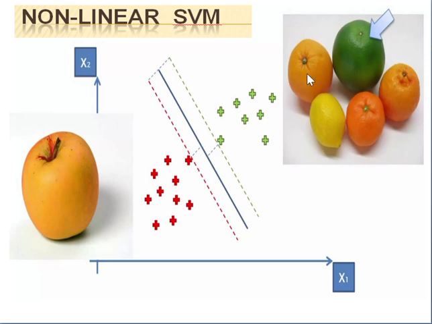So instead of drawing a straight line, we use a curved boundary to separate them. It is called non-linear classification. This is the non-linear support vector machine, used when data is difficult to separate. Okay, understood? Thank you.